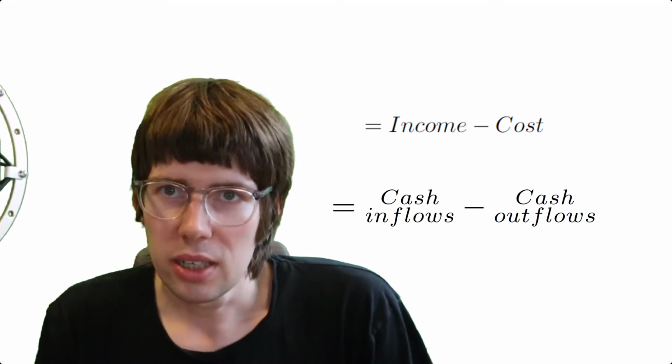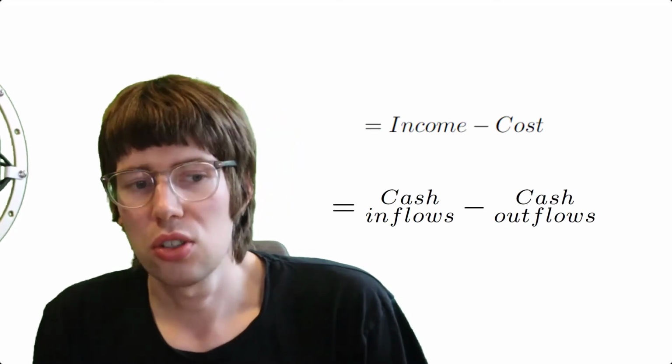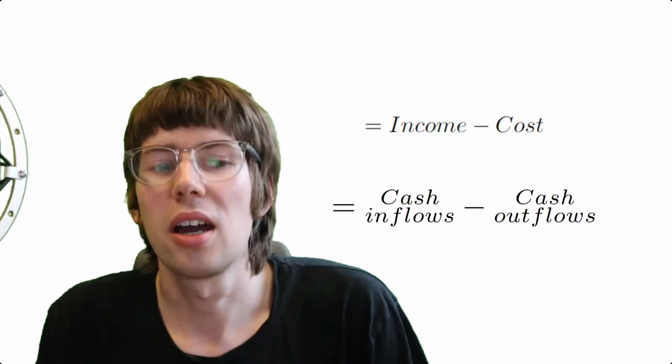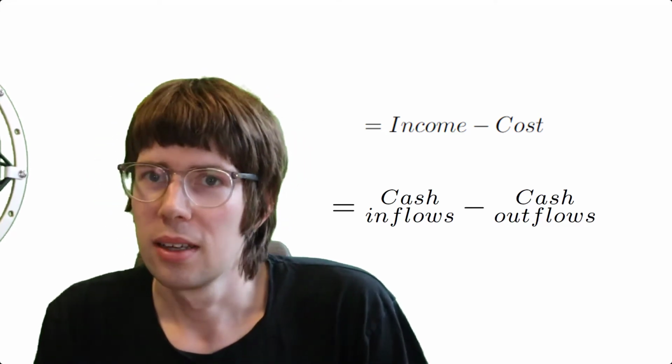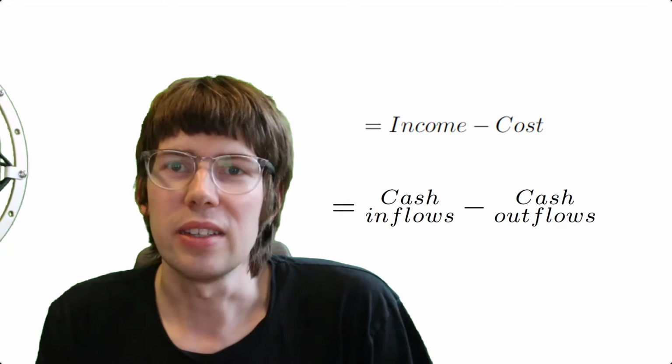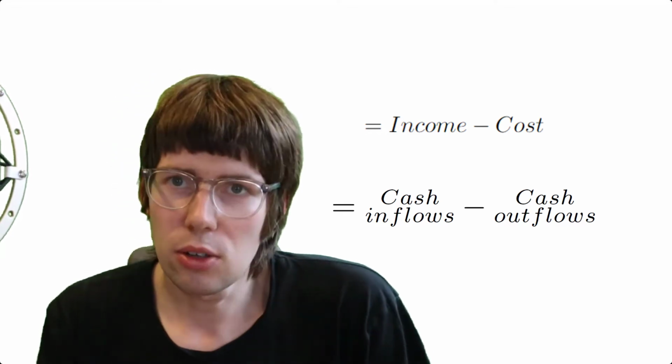The other restriction, or not me though, but the theory of net present value, is that you're only going to look at cash inflows and cash outflows that are caused by the project. So if a cash inflow or cash outflow were to happen regardless of whether or not you undertake the project, then you would not consider it. So the equation is not going to be income minus cost, it's going to be cash inflows minus cash outflows. So that's one change you need to make before we get to the net present value equation.